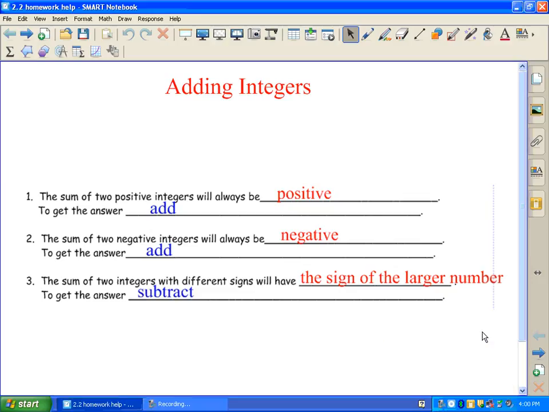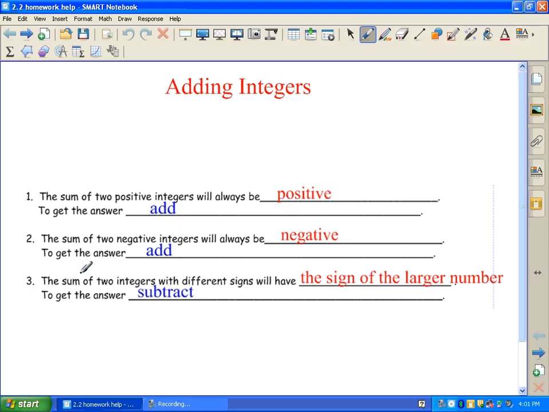Okay, today's lesson is on adding integers, and we have three rules that we are going to use when we are adding integers. The first one is a rule that everybody has always known. If you are adding two positive integers, the answer is going to be positive, and you just add to get the answer. That's one we've known for a long time. Now, we also found out in class today that if we are adding two negative integers, that answer is going to be a negative. And to get the answer there, we also just add.